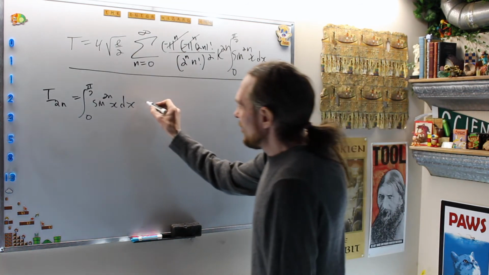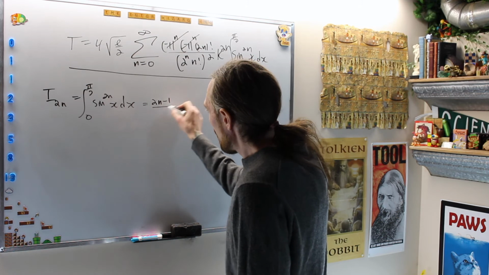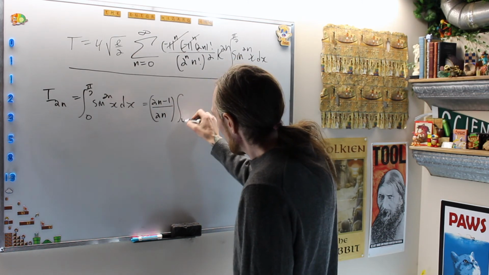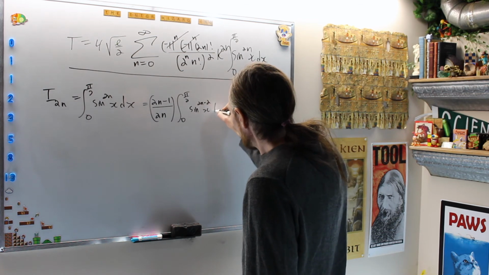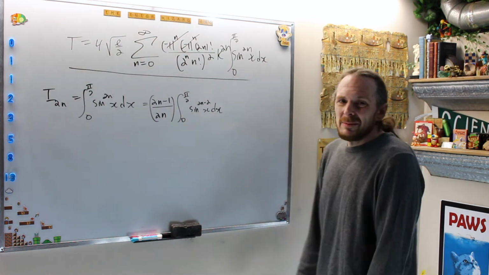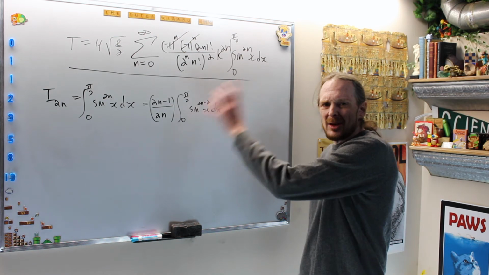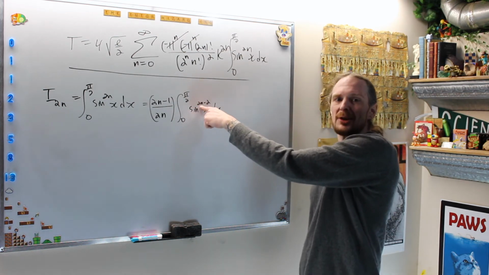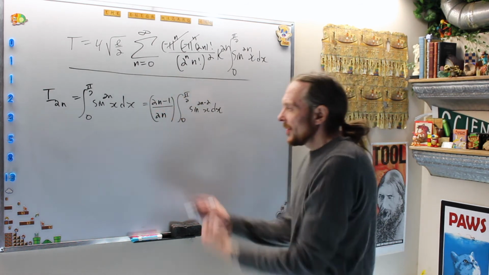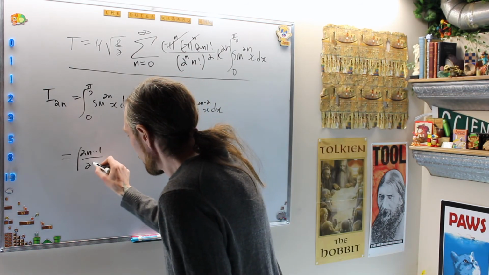This integral is equal to 2n minus 1 over 2n times the integral from 0 to pi over 2 of sine 2n minus 2x dx. Run the integration by parts formula again. The cosine term goes away. Run it on this. Now I have this number. You're going to subtract 2 and get this same formula. This is 2n minus 1 over 2n.